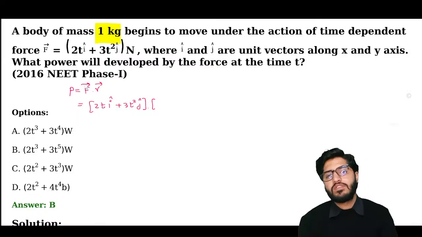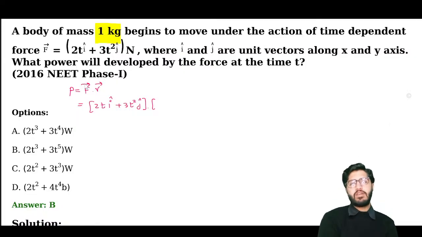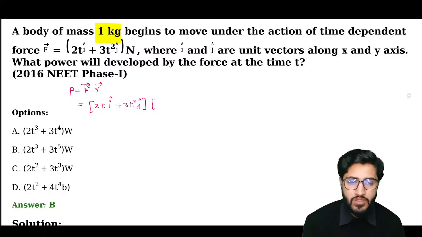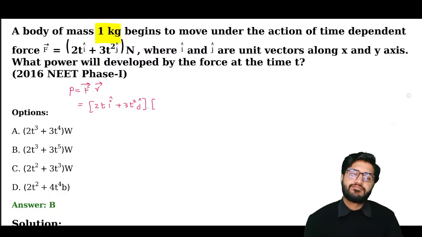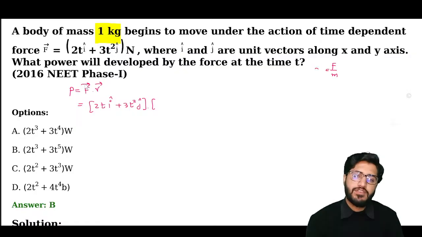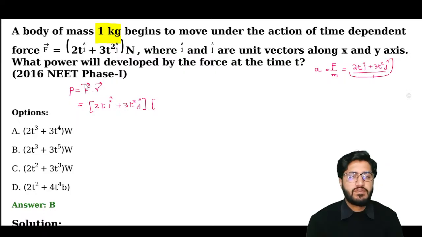Okay, so only mass is given to me, and by this I had to find out the velocity. We can do one thing now: if we have force and I divide the force by mass m, I will get acceleration. Force is 2t i plus 3t square j cap, whole divided by mass 1. So acceleration is the same as it is.